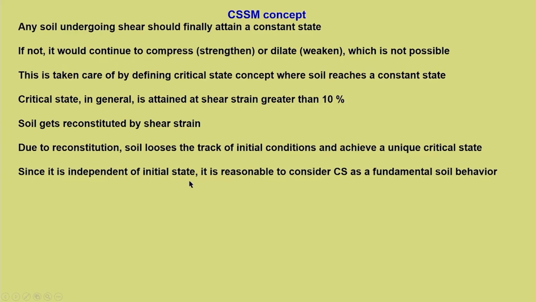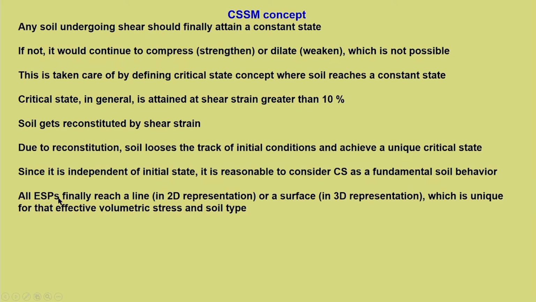Since it is independent of initial state, it is reasonable to consider critical state as a fundamental soil behavior. All effective stress paths finally reach a line in a 2D representation or a surface in 3D representation, which is unique for that effective volumetric stress and soil type. So, what is more important is soil type and the p dash that we consider. So, what is the p dash that we are starting from?